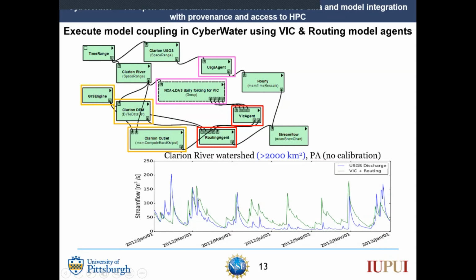You build this workflow and execute it, and then you will be able to get the model-simulated streamflow, and you can compare it with the observations of the streamflow. In this case, it is the streamflow observed by the USGS. You brought in the USGS observations using our USGS data agent here, and then you compare them and display the comparison using this display functionality. And here are the results. The green shows VIC coupled with the routing, and the blue is the USGS observations. Again, no model calibration was done.